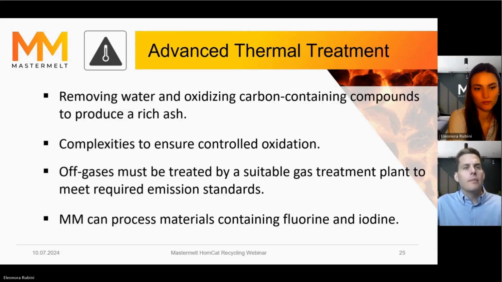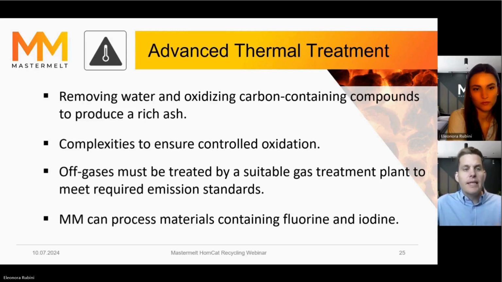There are stringent rules for emissions and how this is controlled. So off gases must be treated by our gas abatement plant to make sure nothing hazardous is going into the environment. And as I mentioned before, at Mastermelts, we can process materials containing fluorine and iodine.